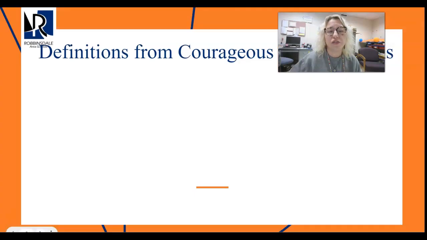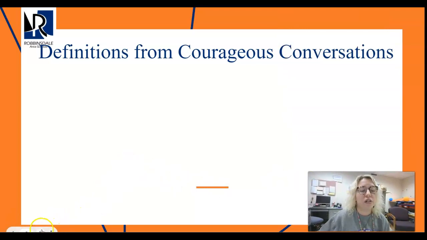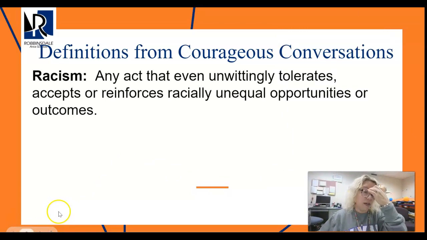How about a couple more definitions for you? Here are a couple more definitions from Courageous Conversations. The next one is racism. Racism is any act that even unwittingly tolerates, accepts, or reinforces racially unequal opportunities or outcomes. So even if you don't know that you're being racist, you can still be racist. There's a big myth that people think, well, I didn't mean it that way. It doesn't matter. You can still be engaged in racist behavior without even knowing it.